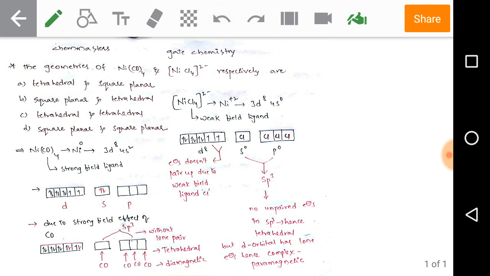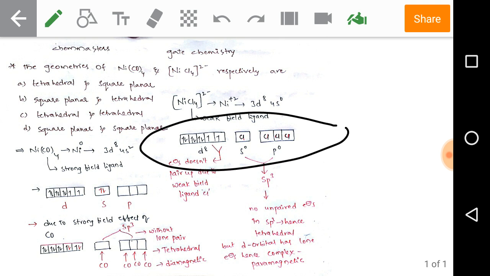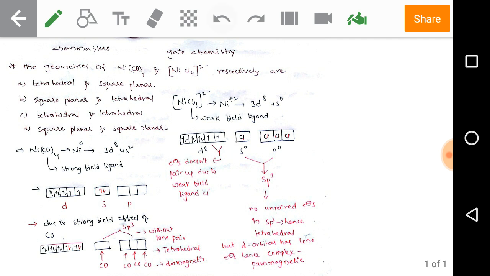Now check the nickel complex with chlorine ligands. Here in the given complex nickel is in the +2 oxidation state, hence the valence electrons on nickel are 3d8, because of the loss of 2 electrons due to the nickel +2. Here chlorine is considered a weak field ligand. Now arrange the electrons in the orbitals. In the d orbital 8 electrons are there, and in the s and p orbitals 0 electrons are there, due to the loss of 2 electrons on nickel.